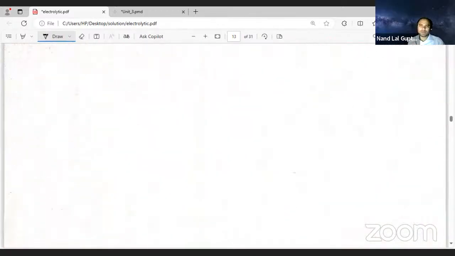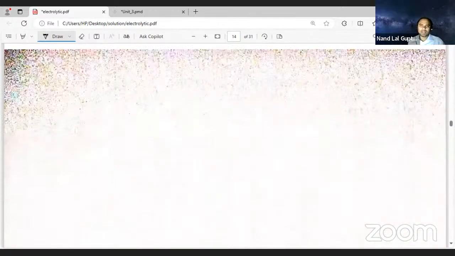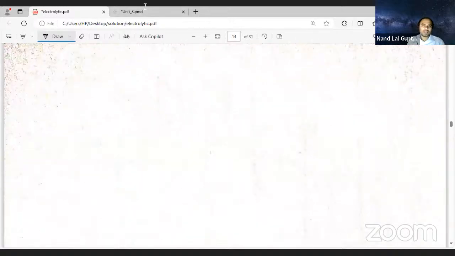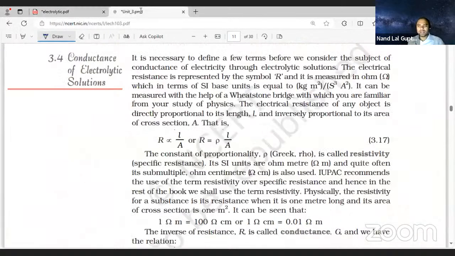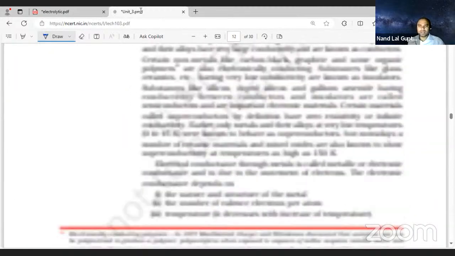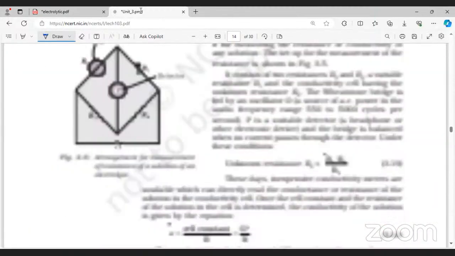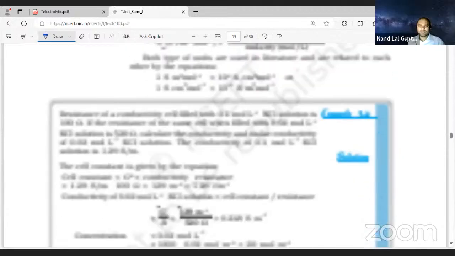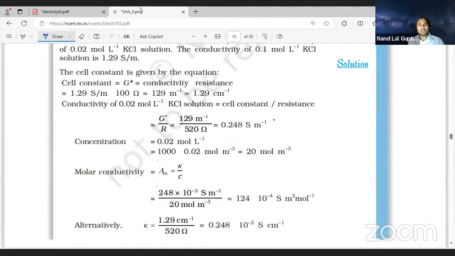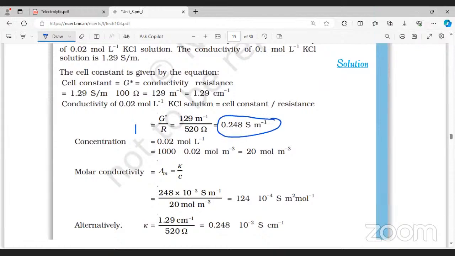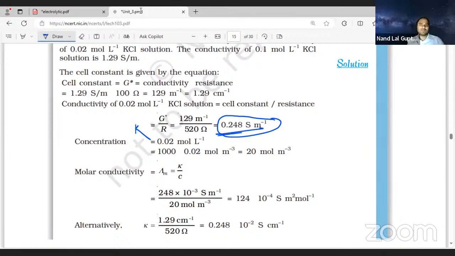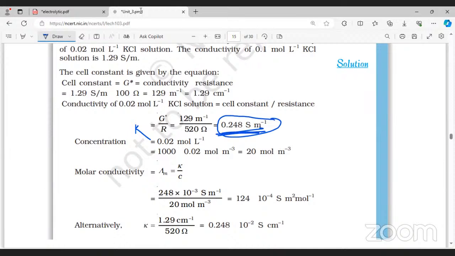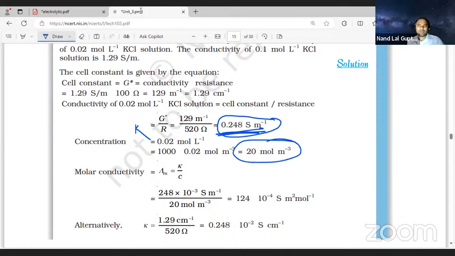This problem is clear, na? This is an NCERT example only. You can see the answer. Here in the NCERT, a little bit of error is there in the answer. You match: is there the 0.248 Siemens per meter? The K value is the same. Molarity is 20 mole per meter cube.